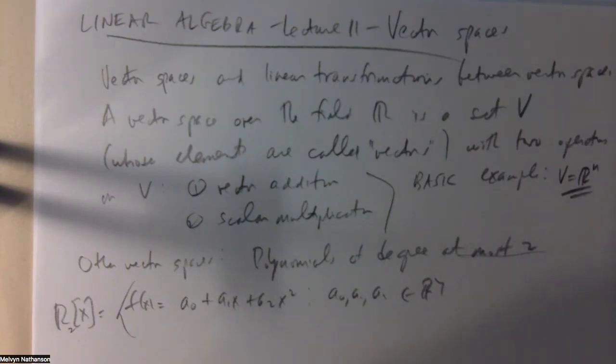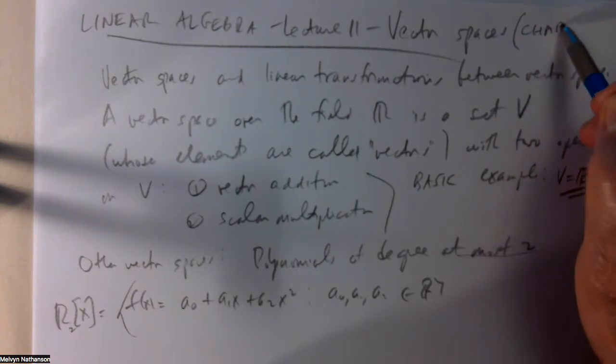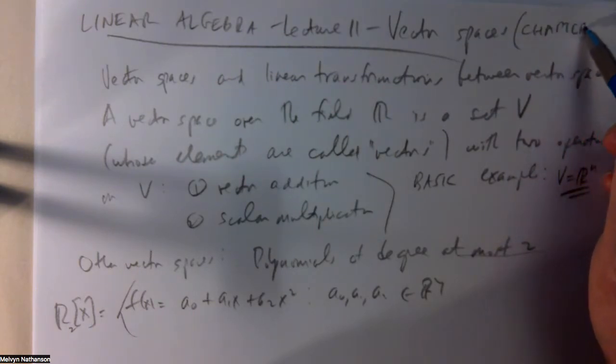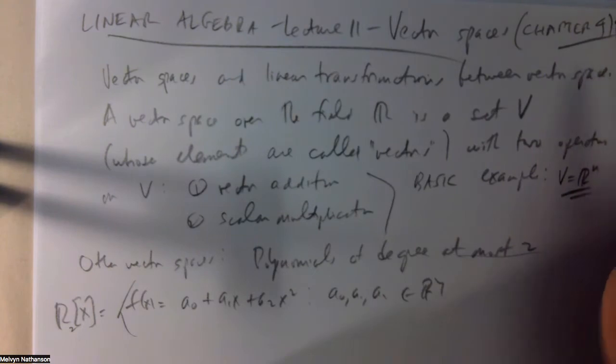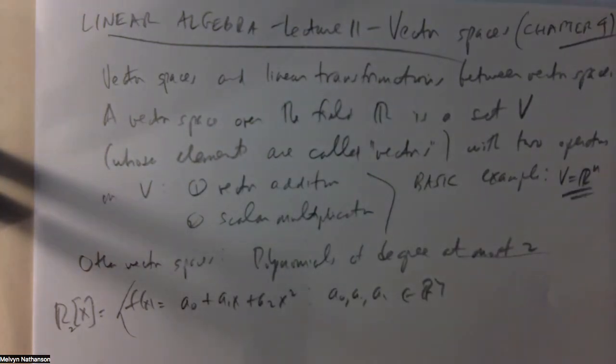And what you really must do is study the text. And what we are studying in the book that I put on Blackboard is chapter 4 on vector spaces.